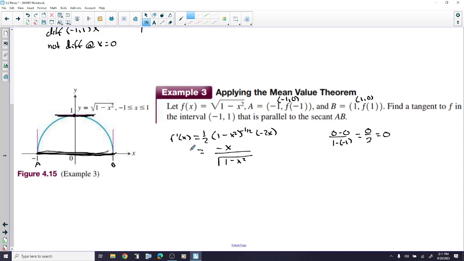So we want this slope to be 0. Well, how do we make a fraction 0? We make the top 0. So x equals 0 is where these two are parallel to each other. But if we plug 0 into the original function, 1 minus 0 is 1, square root of 1 is 1. So we get the point (0, 1). So the tangent line is y minus 1 is equal to 0 times (x minus 0). So in other words, y equals 1. And we can see that the equation of that line is y equals 1.